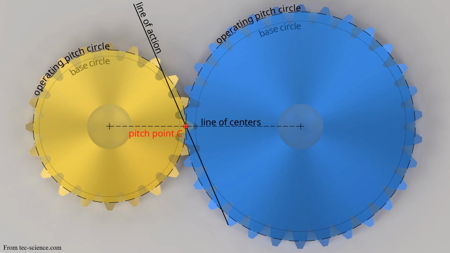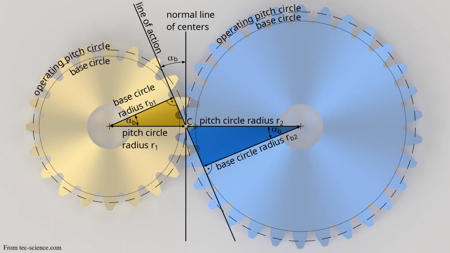Now, if I just make it simplified, I would say that I'll have the line of centers and I'll have the line of action, which both are going to pass through the pitch point C. And that would be sufficient to say that we have made the necessary analogies with the rolling cylinders example.